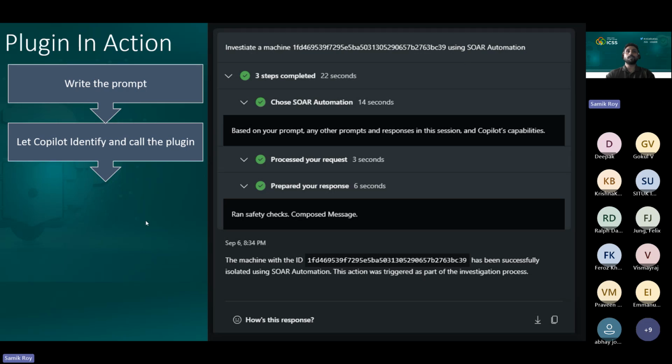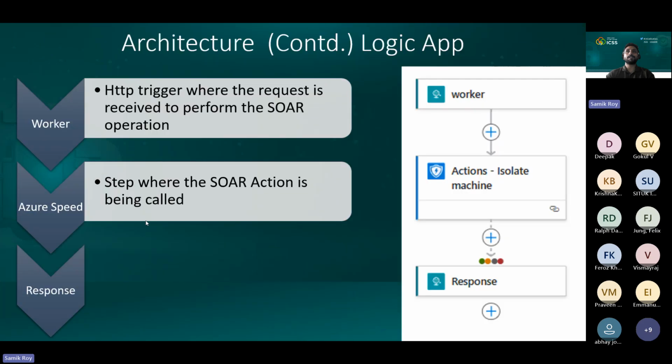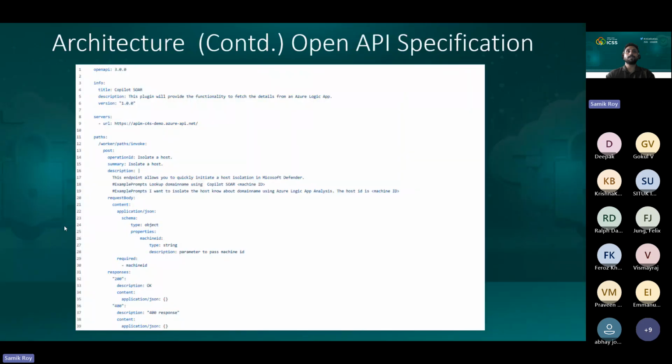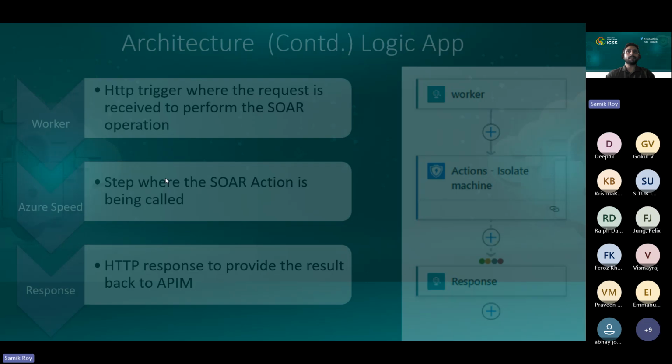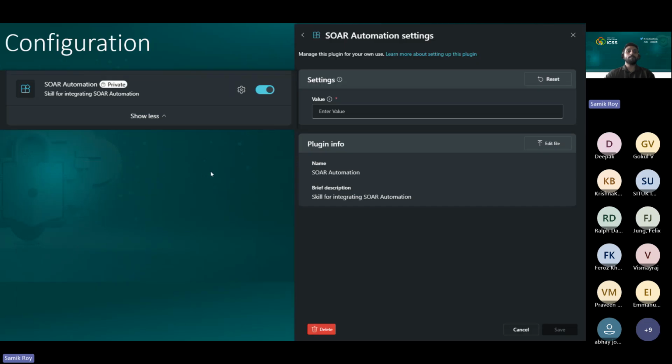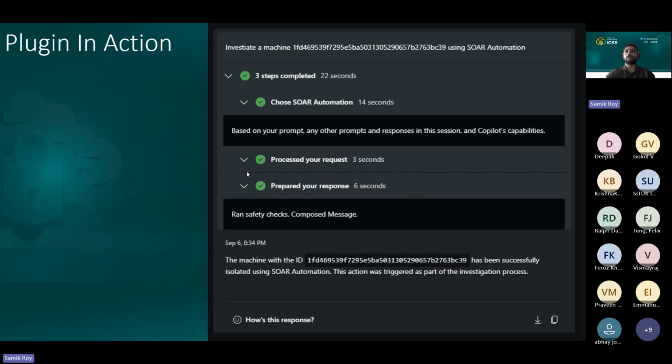So for this SOAR automation, I would like to go back to the previous tab where we were talking about descriptions. You see I mentioned this endpoint allows to publicly query Microsoft Defender, example prompts here, and then I'd say isolate a host is the name of the operation ID for the plugin. So that's why these are related. The better you document the plugin metadata file, the better your prompts will respond and pick that particular plugin. So if you look at it, it says 3 steps completed, it has chosen SOAR automation, and that's where it goes.